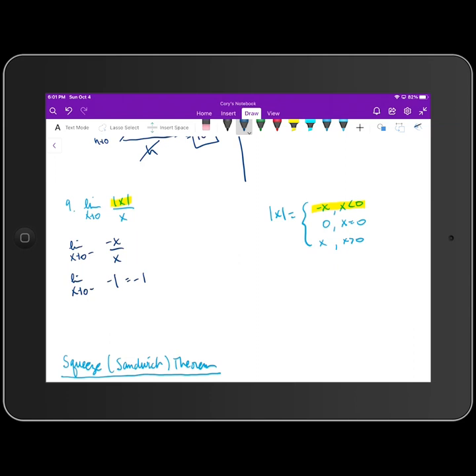Okay, now when we take the limit as x approaches 0 from the right-hand side, again, because we're taking the limit as x approaches 0 from the right-hand side, that's going to dictate how I write the absolute value function in the numerator.